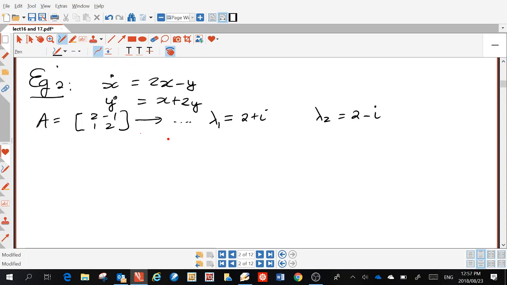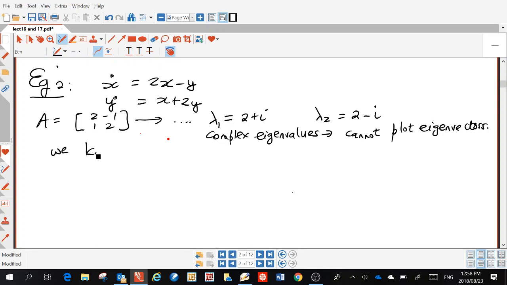Anyway, I was saying, so these are complex eigenvalues. Complex eigenvalues, we cannot plot eigenvectors, although they exist. We know already that a real part more than 0 implies a spiral. It's an unstable spiral. I'm not going to use this fact though. I'm going to do as if I don't know this, but I'm just reminding you that we do know it.